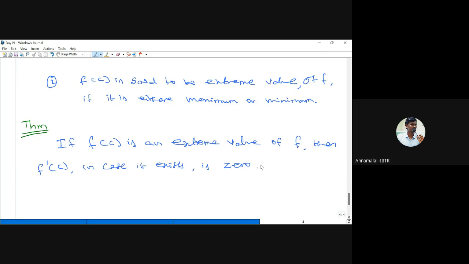So if f of c is an extremum value, either maximum or minimum, then f dash of c should be 0. That is a very important thing.